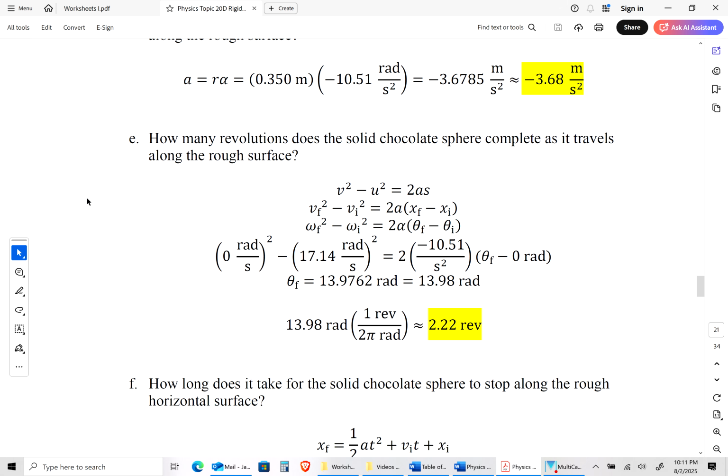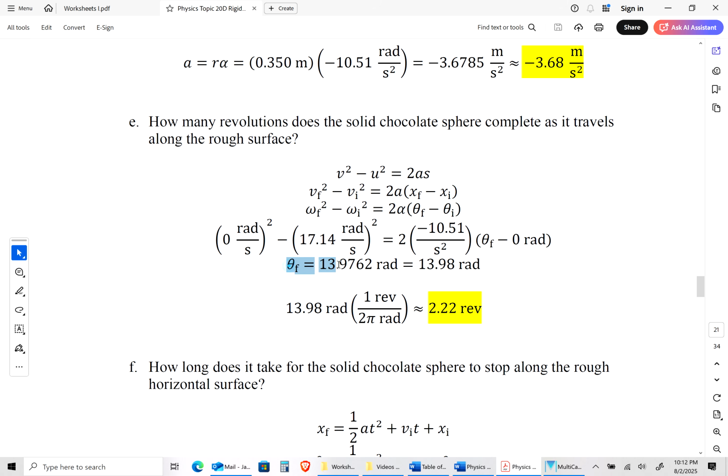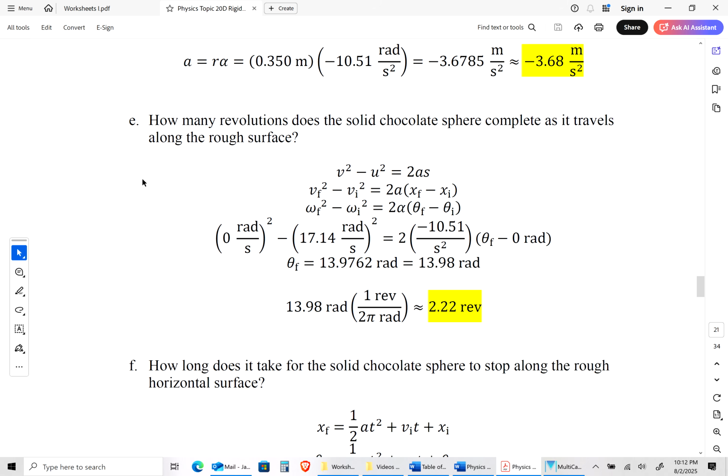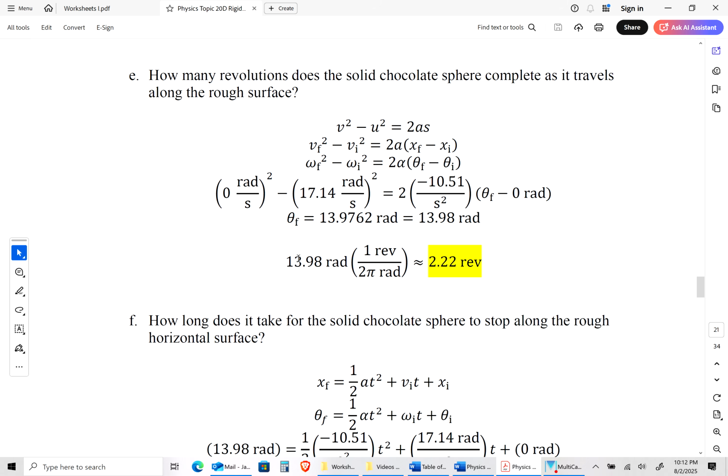Part E, how many revolutions of the solid chocolate sphere complete as it travels along the rough surface? So we're going to take this SUVAT equation, and then convert it to an angular motion equation and solve for theta final. And then we're going to use a unit conversion to convert it from radians to revolutions.